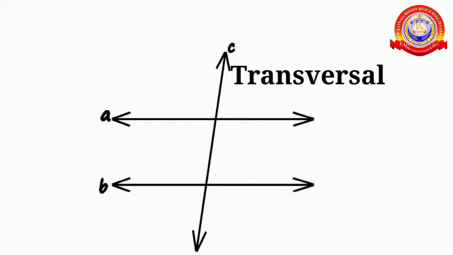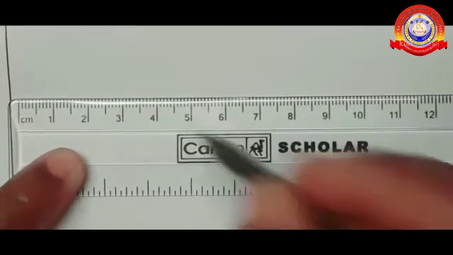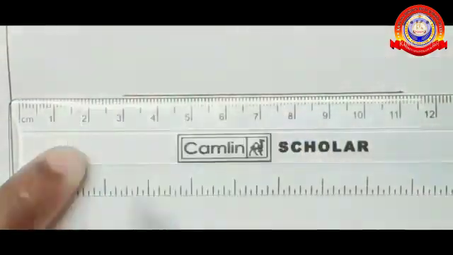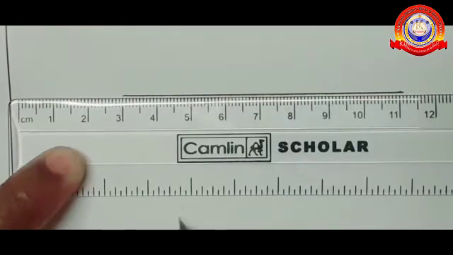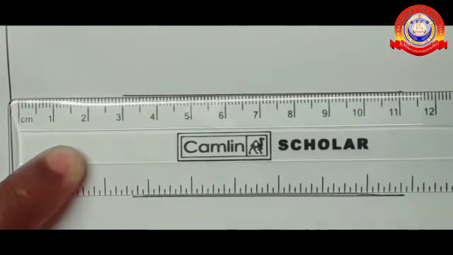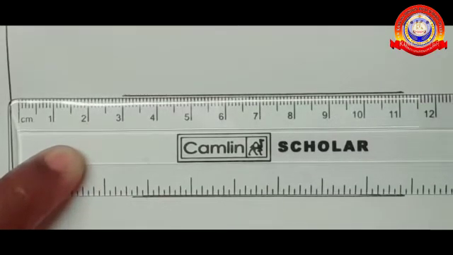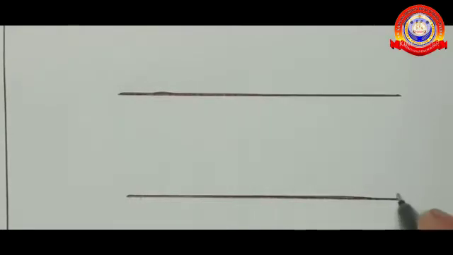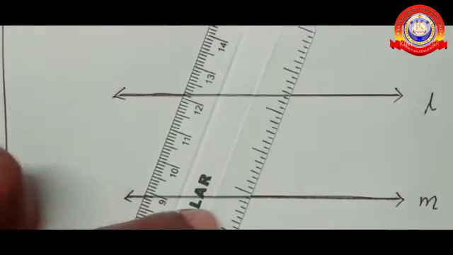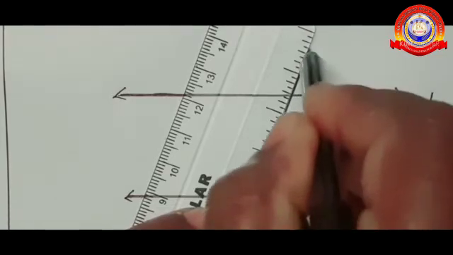Let's learn in detail. First of all, place the ruler on the paper and draw a line along its upper side. Without changing the position of the ruler, we will draw a line along the lower side. This will give us two parallel lines, that is L and M. So the lines L and M are parallel. Then draw a transversal which cuts the lines.